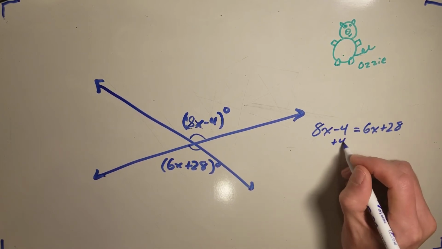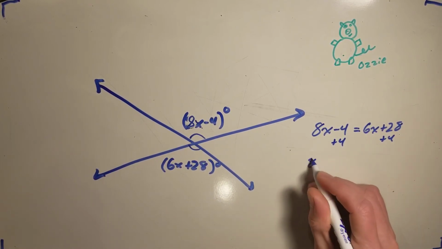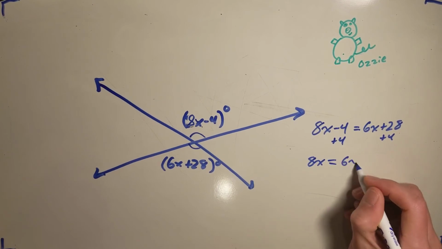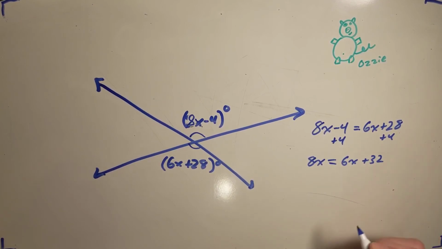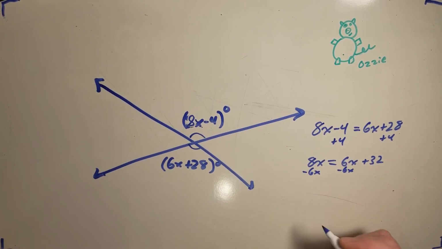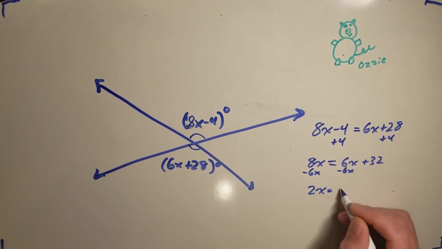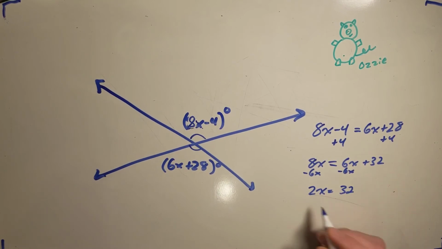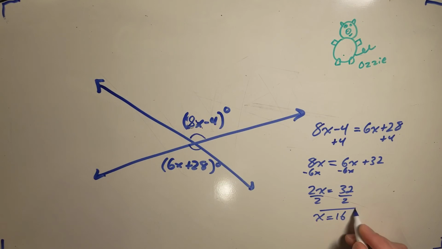Let's add 4 to both sides. 8x is equal to 6x plus 32. Now let's get all of our x's to the same side. Subtract 6x from both sides. You get 2x is equal to 32. Divide by 2, and x should equal 16. So we found the value of x.